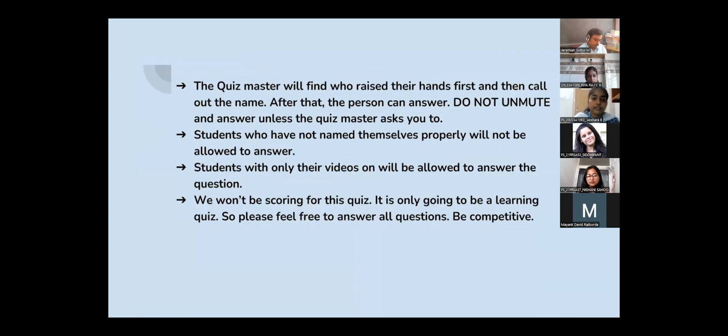The quizmaster will find out who raised the hand first and will call out their names so they can answer. Please do not unmute yourself until and unless the quizmaster asks you to. Students who are not named properly will not be allowed to answer, and only students with their videos on will be allowed to answer the questions. We won't be scoring for this quiz, and it's going to be a learning quiz. So feel free to answer, be competitive. All the best to all the participants. Now I'll hand over the session to Kavya.